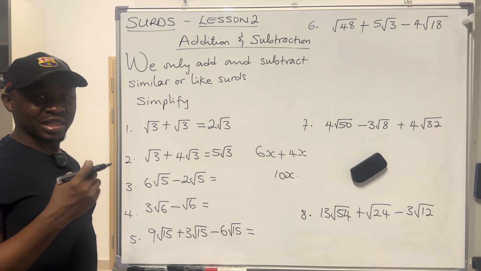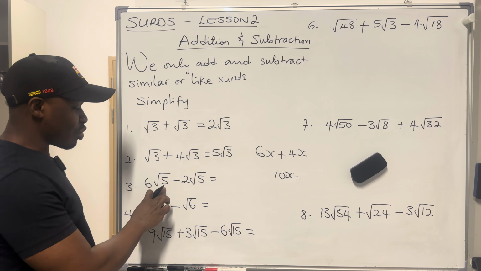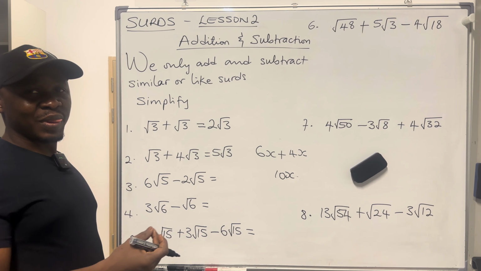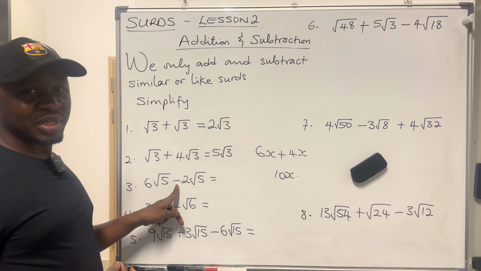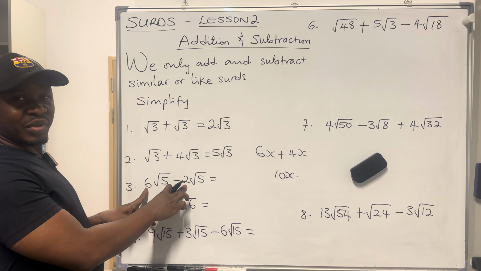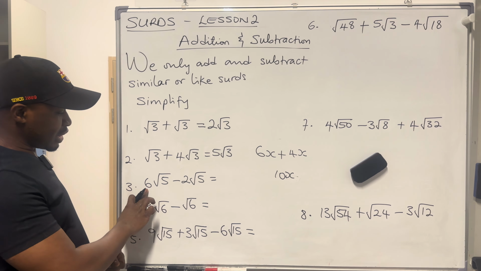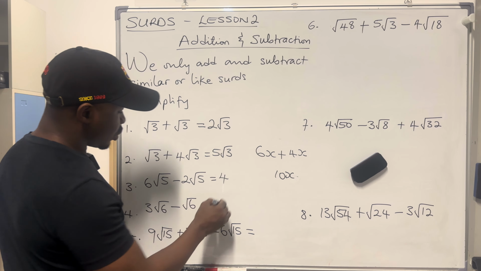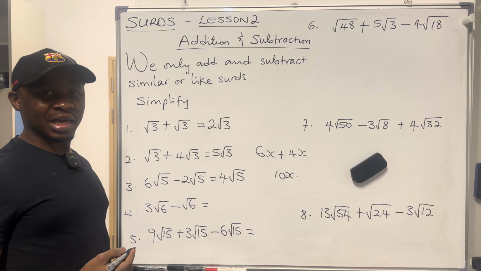Okay. So here again, 6 root 5 minus 2 root 5. The most important thing is the irrational part. Here, the irrational part, root 5, they are the same. They are similar. They are alike. So we can subtract them. Subtracting them, we consider what we have outside. Yeah, the rational part, not the irrational part. 6 minus 2 is 4. So 4 root 5. I hope it is clear.